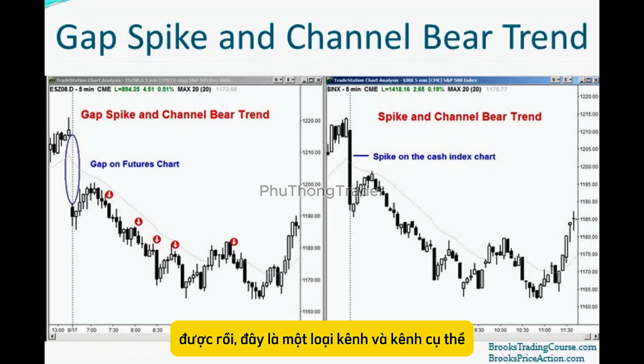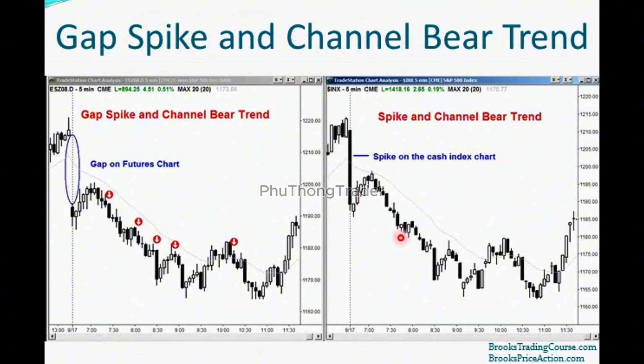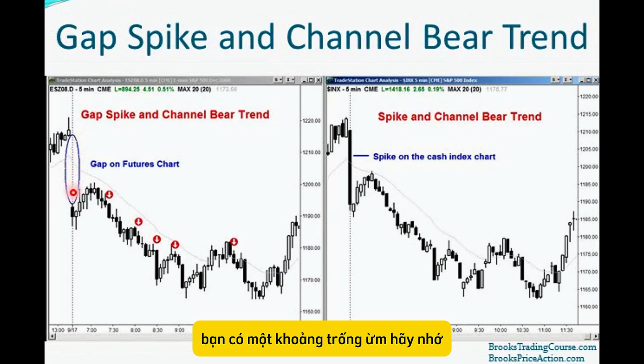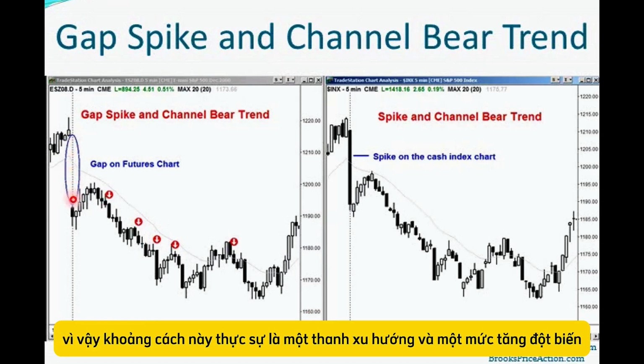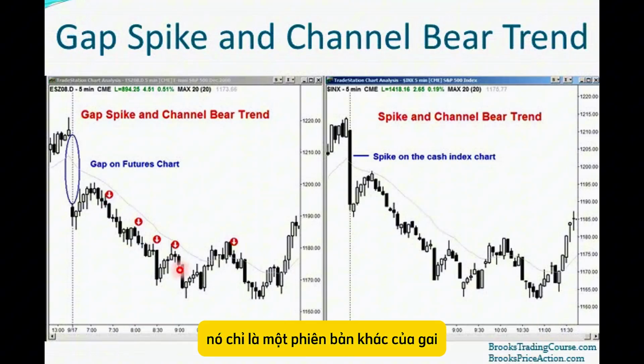Okay, this is a particular type of spike and channel. If you look at the cash index, you can see the spike down and then a channel. On the S&P futures, you don't have a trend bar here, you have a gap. Remember, every trend bar is a gap, every gap is a trend bar. So this gap is effectively a trend bar and a spike. So this is a gap spike and channel type of trend. It's just a different version of a spike and channel trend.